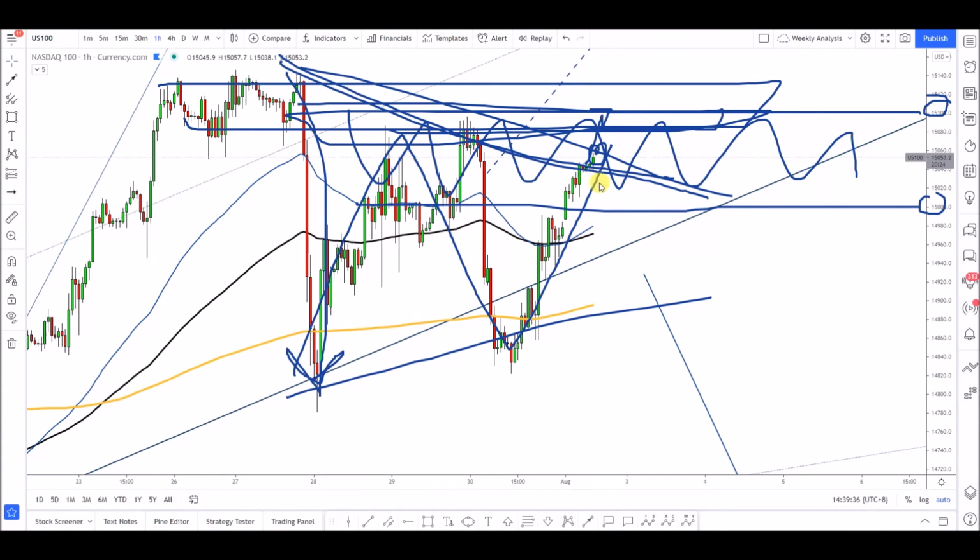I know it looks very massive, but in any case, hope you get what I mean, and you are already looking for the opportunity to sell the NASDAQ. So this is the trading plan for the NASDAQ.